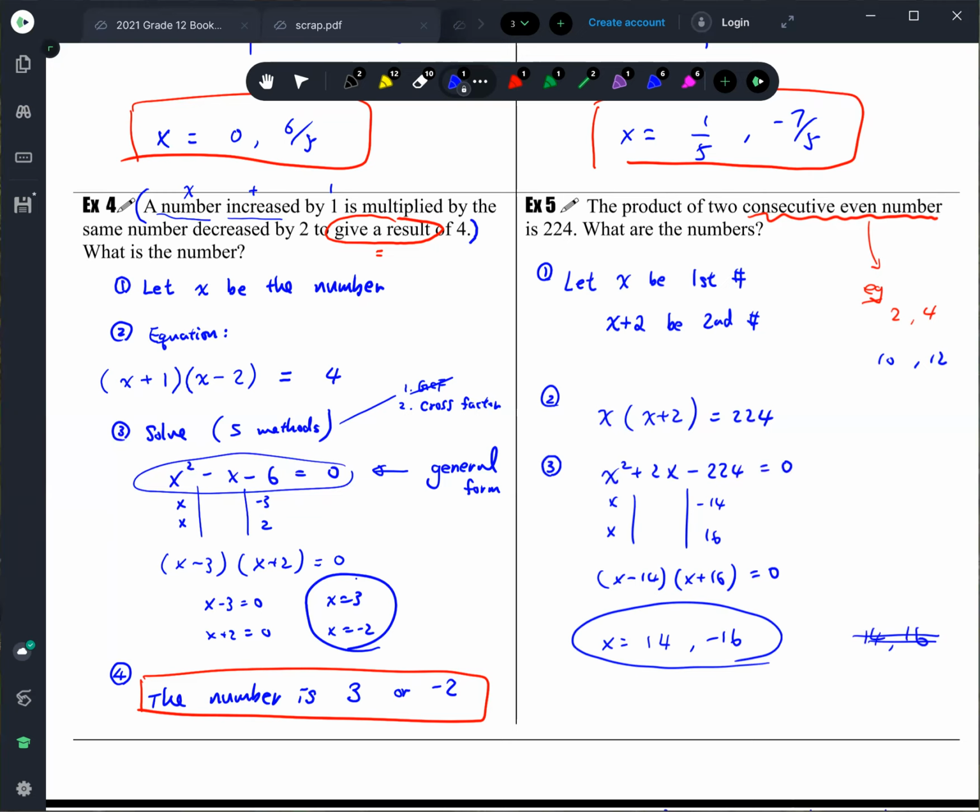So when we write the answer, do we say the numbers are 14 and negative 16? This is a very tricky part, okay? You better put a star there. You'll get a similar question like this on homework. We found two numbers here. Does that mean you answered the numbers are 14 and negative 16?